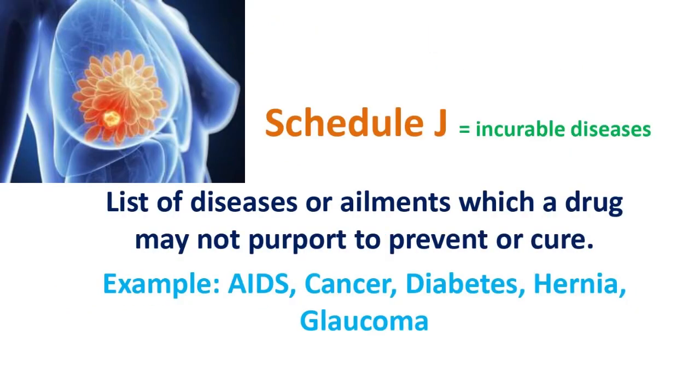Schedule J, it refers to incurable diseases. It consists of list of diseases or ailments which a drug may not purport to prevent or cure. These are the diseases which cannot be cured. Example, AIDS, cancer, diabetes, hernia, glaucoma, etc.